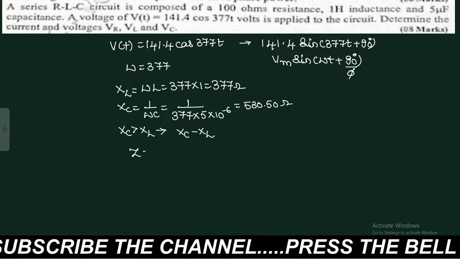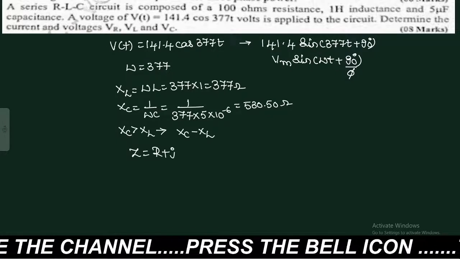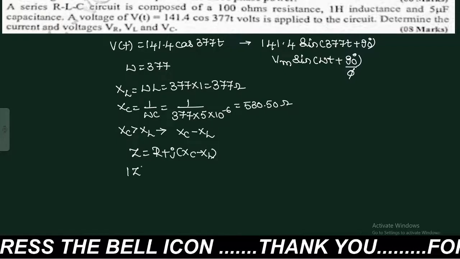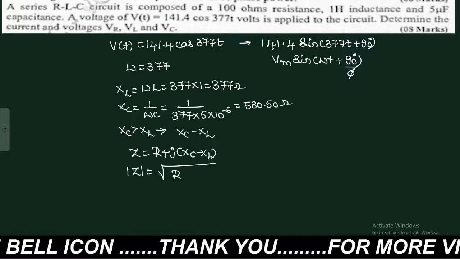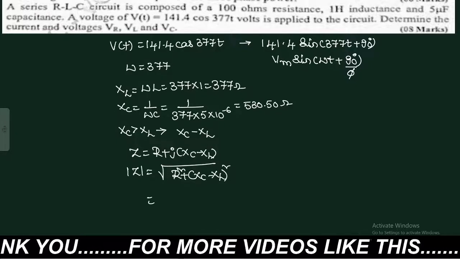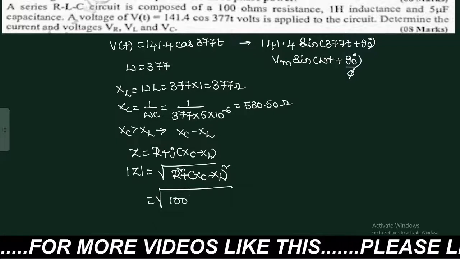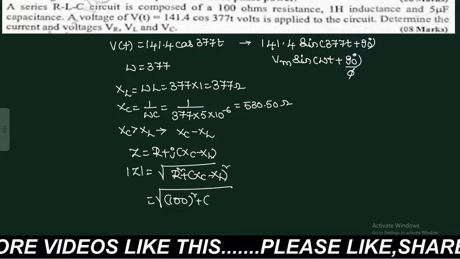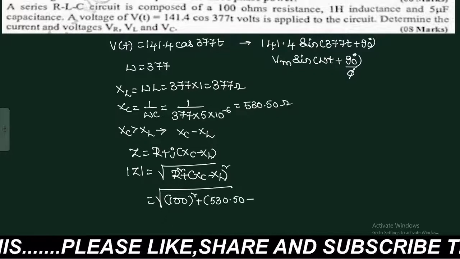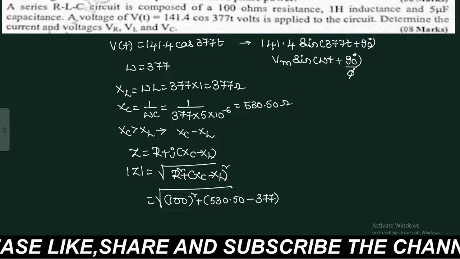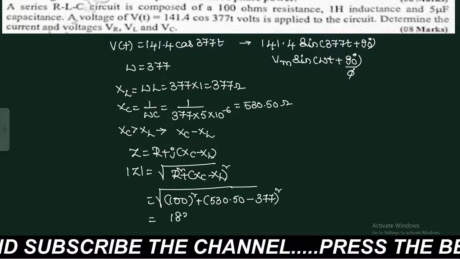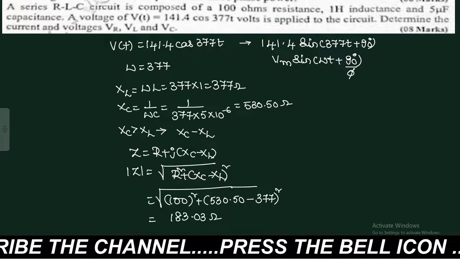What is the impedance of the circuit? We can write R plus j into XC minus XL here. So what is the magnitude of this? That is the square root of R square plus XC minus XL square. You are going to get under root of R value 100 whole square plus XC value 530.50 minus 377 whole square. If you do this, the impedance you are going to get is 183.03.